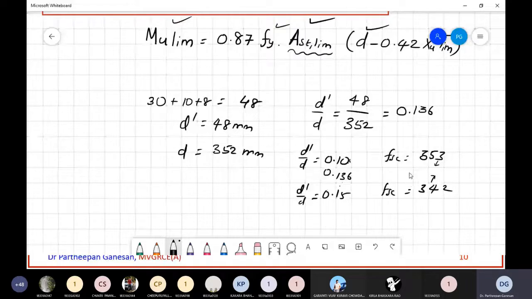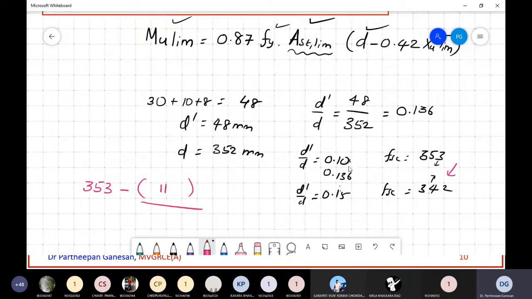So you do the linear interpolation. How will you do the linear interpolation? When you go from 0.1 to 0.15, it is in decreasing order. So 353 minus. The difference between 353 and 342, how much? 11, right? And you can take this as a whole number. Instead of 0.1, you can take 10. Instead of 0.15, you can take 15. Instead of 0.136, you can take 13.6. Your calculation will be very fast. So 15 minus 10 will be 5. 13.6 minus 10 will be 3.6. So find out this value.